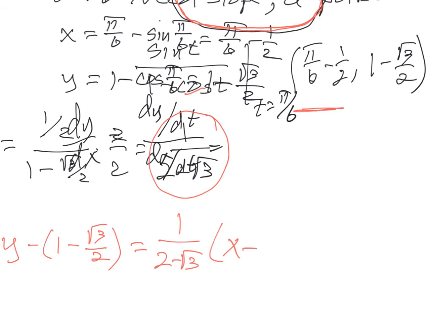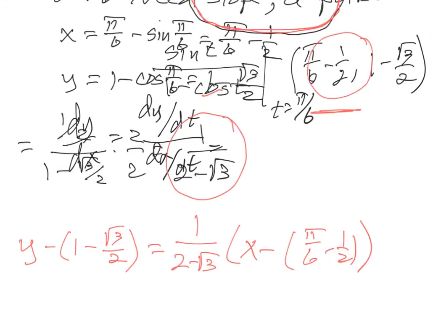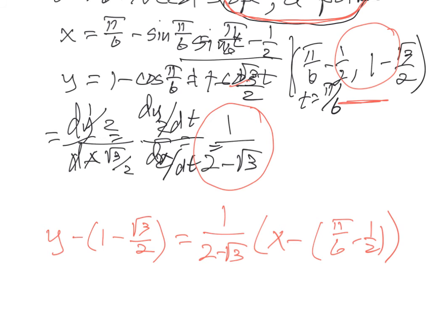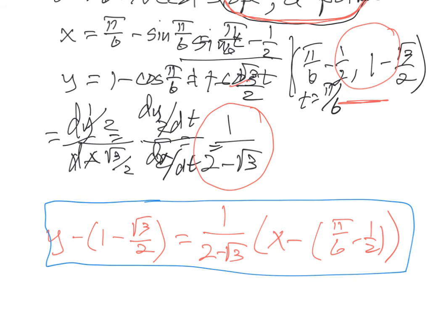Got this kind of messy. There's the x coordinate, pi over 6 minus a half. All right, so there is our answer. Not the prettiest thing around, but hopefully true. I suppose we could simplify it, but not much. We'll call that good.